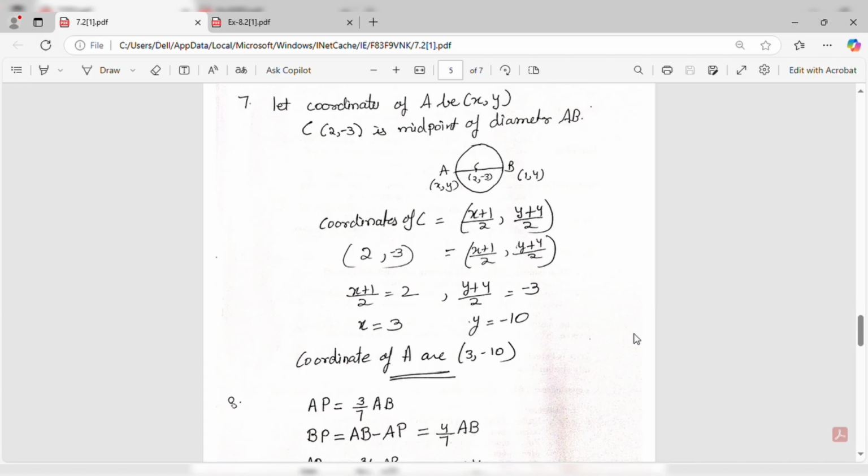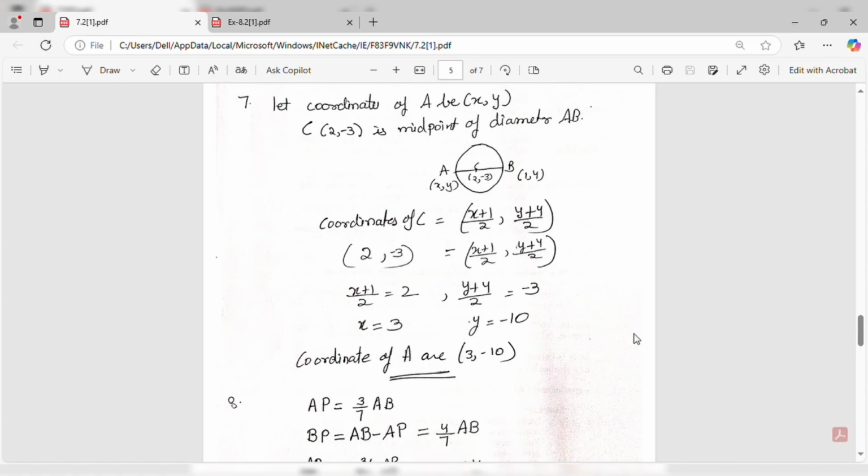Question number 7. Find the coordinates of point A where AB is the diameter of a circle whose center is (2, minus 3) and B is (1, 4). So we will take the coordinate of A as (x, y). C is the center and C is also the midpoint of diameter AB. So to find point A, we will use the midpoint formula.